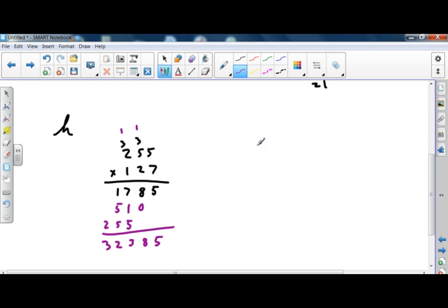2, 5, 5 should be 1, 1, 1, 1, 1, 1, 1, shouldn't it? 2, 5, 5. Convert to binary. 1, 1, 1, 1. No, one more 1 than that. So it's got to be 4 1s followed by 4 1s. All right. And 1, 2, 7 would be 1, 1, 1, 1, 1, 1, 1, I think, right? 1, 2, 7. Yeah. Convert to binary.